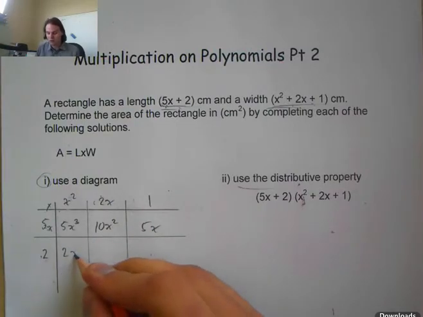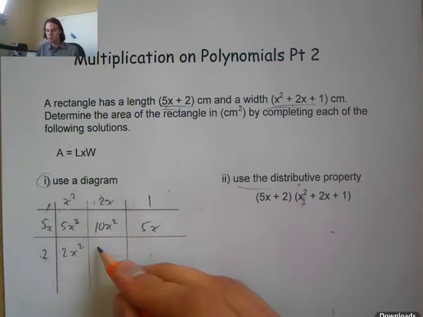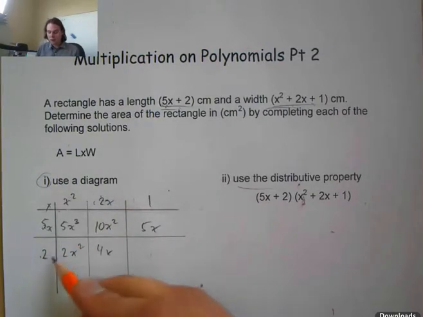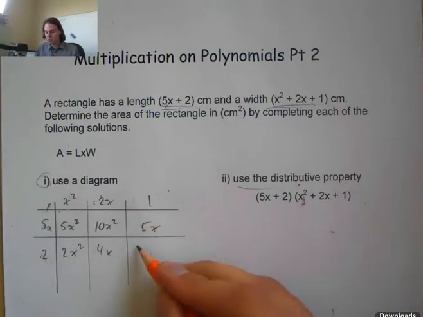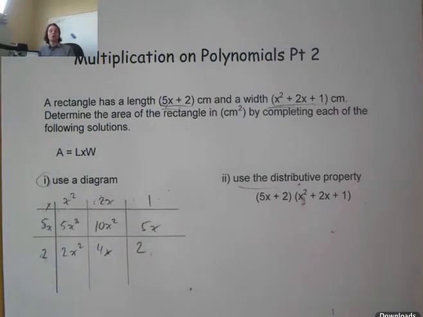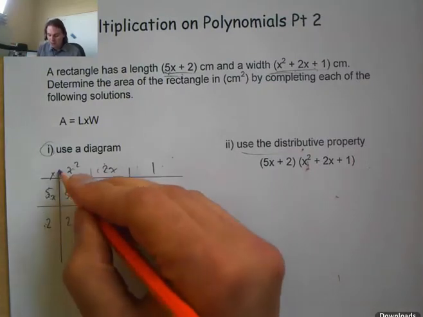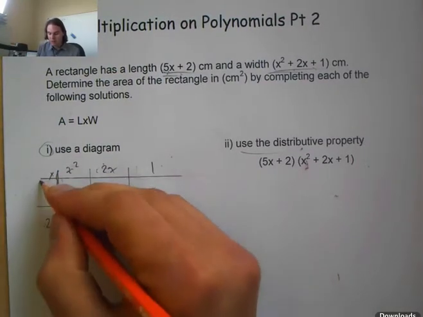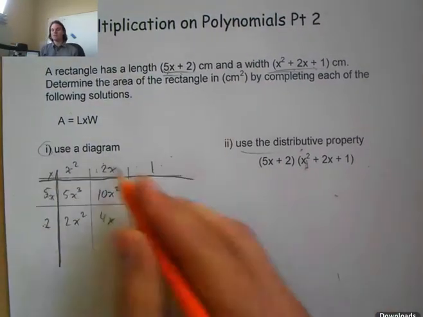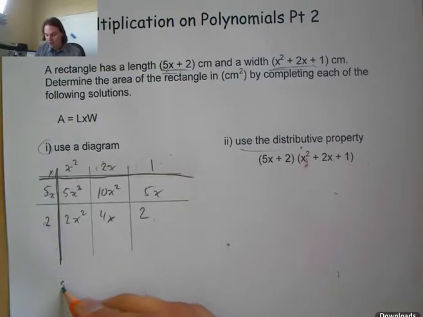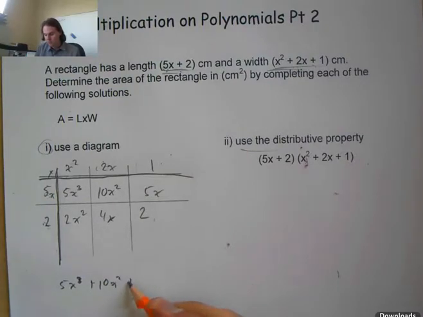So I'm going to get 2x squared. This times that will give me 4x. And then I'm going to have to go this multiplied by that, which will give me 2. Now we want to combine all of this stuff here in the middle together. Okay, so everything that's in this middle here will be together. So I have 5x cubed plus 10x squared plus 5x plus 2x squared plus 4x plus 2.